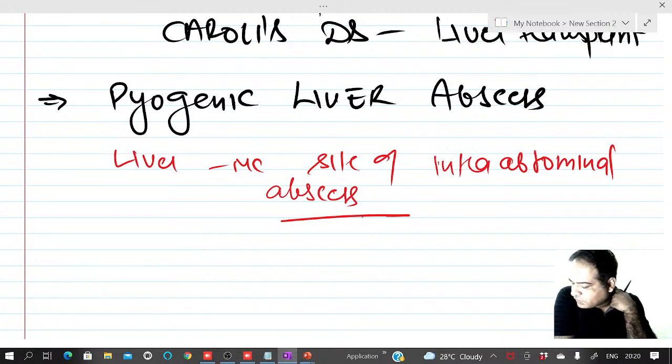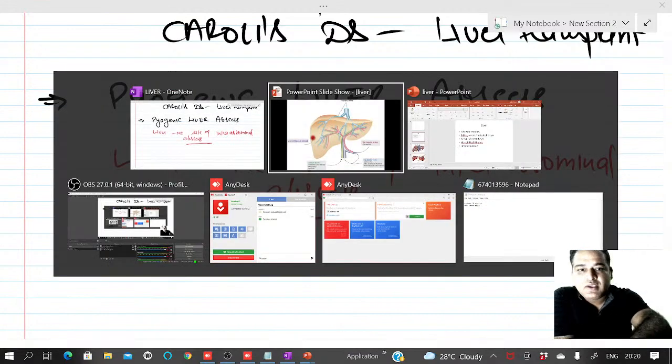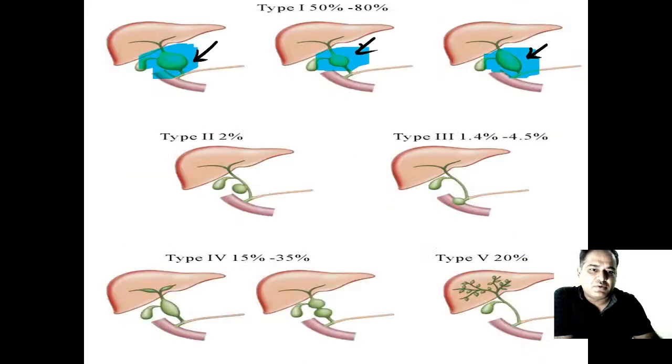Now, type 4, what we can do is we can just excise the cyst and do the anastomosis to the lower end of the intrahepatic cyst. Fine, because you see here. Now, good question. I'm glad you are asking questions now.